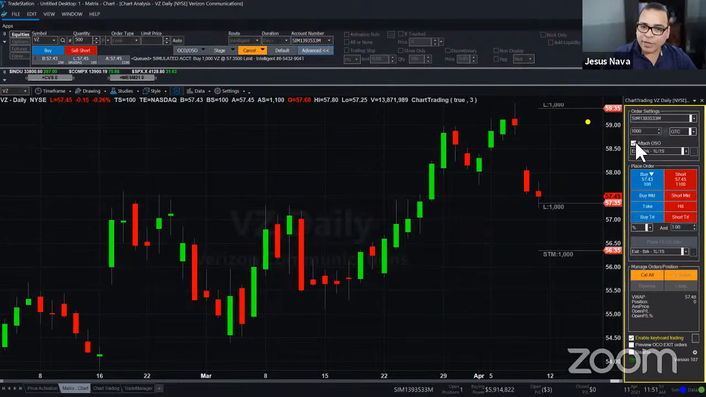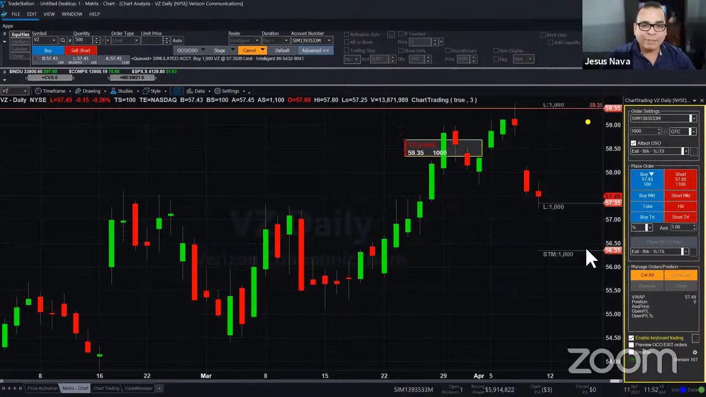Now, I had the checkbox with OSO checked. So it actually placed a profit target and a stop loss. This is something you can have on as optional, meaning that when you put in a trade, it automatically puts in your targets and your stops, or you can do that with the hotkey as well. Let me go ahead and cancel the order.